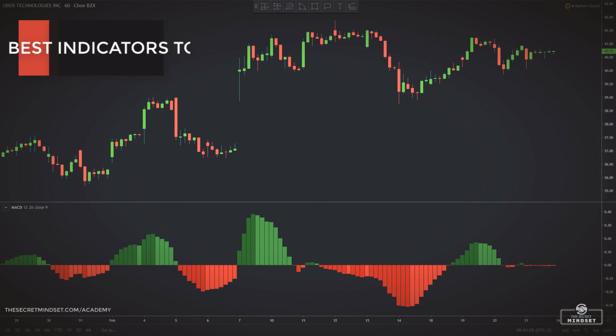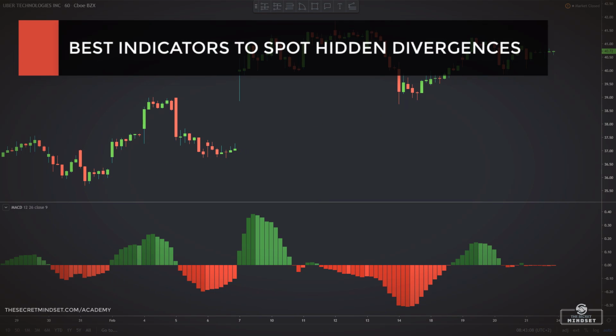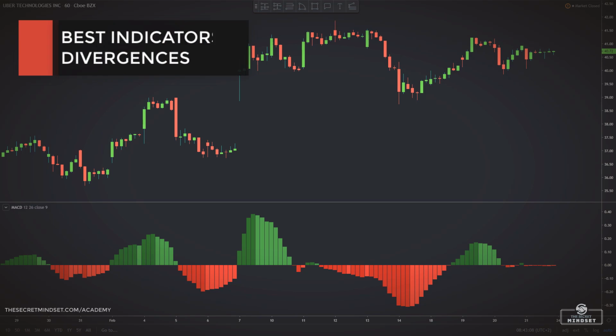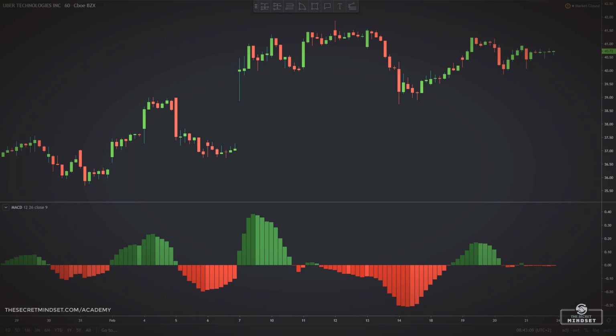In order to identify a divergence, you basically need an oscillator. Any type of oscillator works in this case. The most commonly used oscillators are the Relative Strength Index, the Stochastic Oscillator, and the MACD. The Awesome Oscillator and the Money Flow Index are also great indicators to spot hidden divergences.